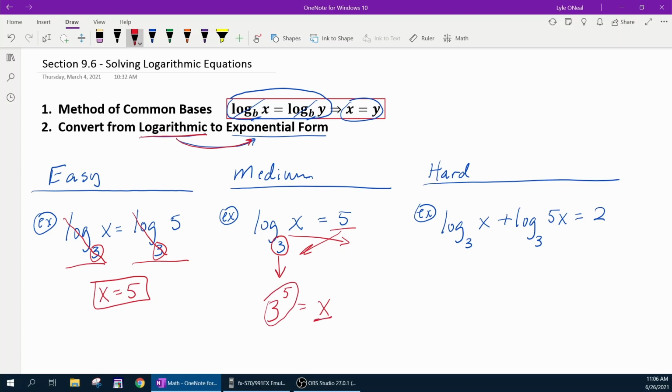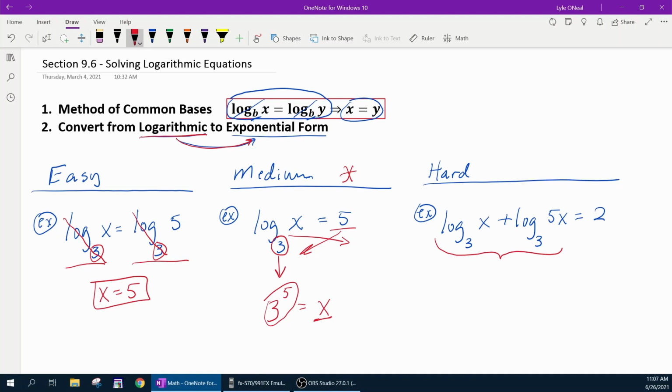Now for the hard examples, this is where you have multiple terms in the problem, and one of those terms is a constant. So if you have several logs, but then one of the terms in the equation does not have a logarithm, then this is going to require even more work than the medium examples. So in the hard case, you would need to use properties of logarithms to convert your equation into a single log, and then you can do the technique that we used in the medium problem.